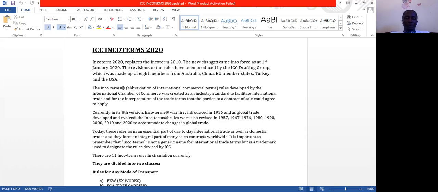So today these rules form an essential part of day-to-day international trade, as well as domestic trades, and they form an integral part of many sales contracts worldwide. It is vital to remember that Incoterms is not a generic name for international trade terms, but a trademark used to designate the rules which were devised by the ICC.